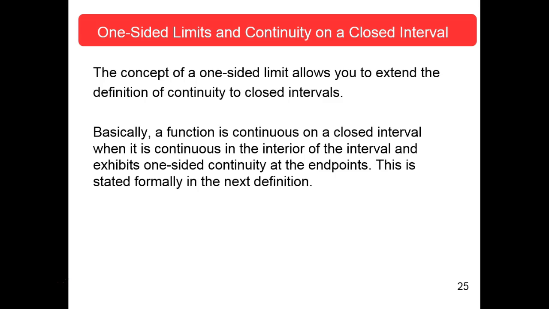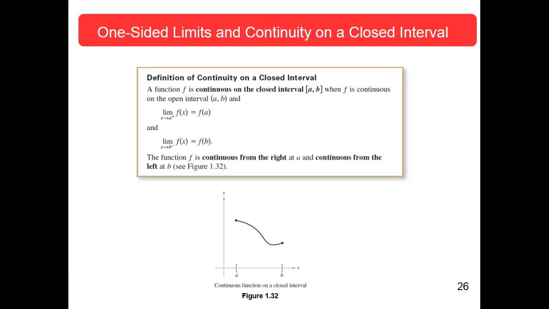Yeah, all that is true. It doesn't have to be only one-sided, but it does exhibit one-sided continuity at the endpoints. Okay? Here's the example. Function f is continuous on a closed interval from a to b, closed interval. That means that this is a solid circle, that's a solid circle. No open circles on either end. Okay? Continuous on a closed interval.